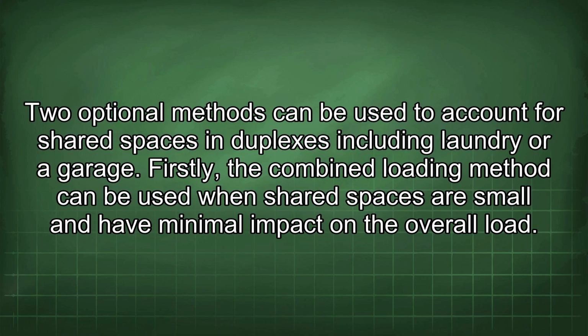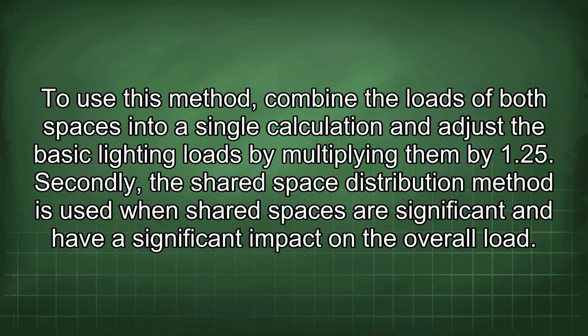Firstly, the combined loading method can be used when shared spaces are small and have minimal impact on the overall load. To use this method, combine the loads of both spaces into a single calculation and adjust the basic lighting loads by multiplying them by 1.25.